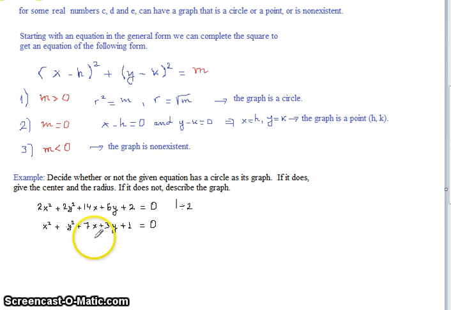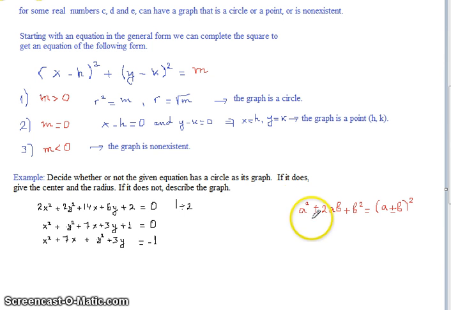Now let's rearrange the terms. I will write the x terms in the beginning and then the y terms, and I will move the constant term 1 to the other side, so it will be negative 1. Our goal is to complete the x terms to a perfect square trinomial and to do the same for the y terms. We have the following form of perfect square trinomials.